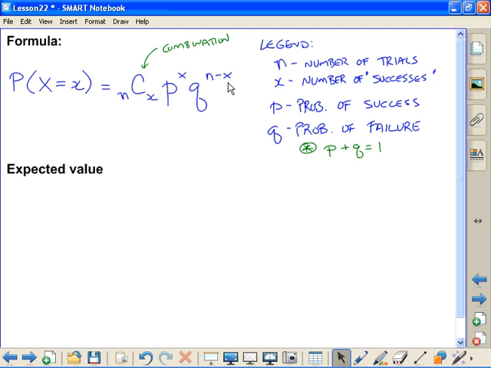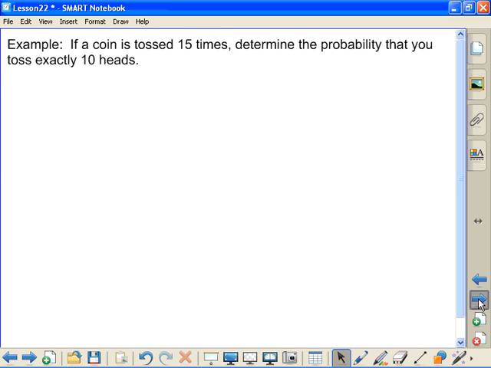Okay, expected value formula then, same notation, E(X) equals, and this one's a little bit easier actually than the previous one. It's just n times p. And those values, the n and p, come from that legend as well. So it's just number of trials multiplied by your probability of success. So there are our 2 formulas that we will be using in this section.